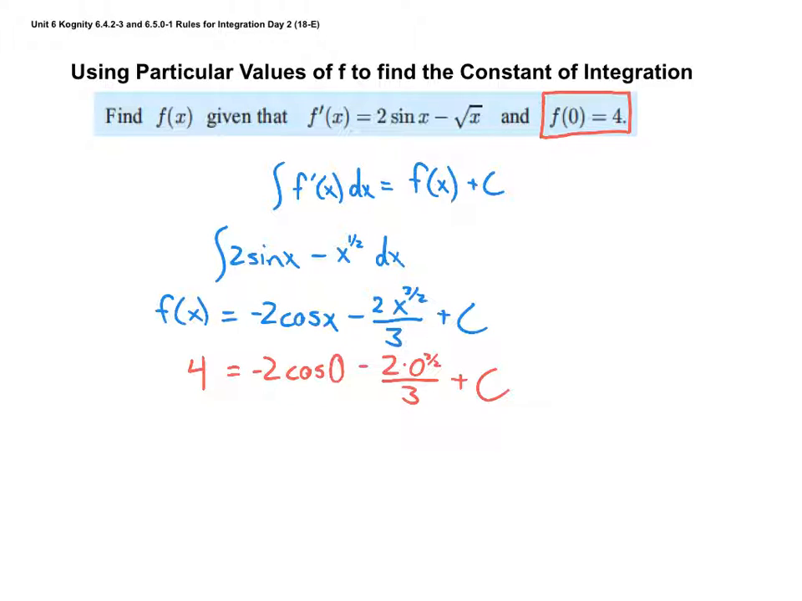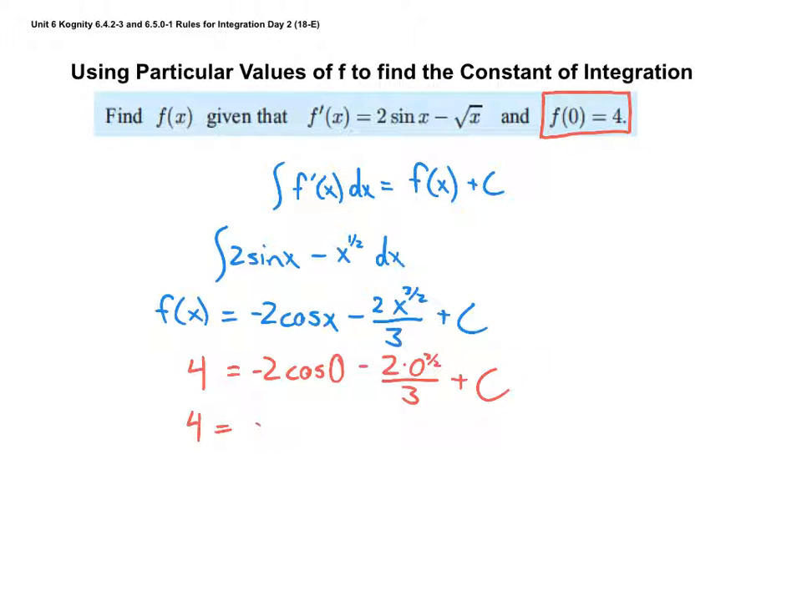Okay? Now, just a note here, unless you're specifically told that you are using degrees, like that one change in area problem we did a while back, you always assume that you're dealing with radians, okay? And in calculus in particular, we're almost always dealing with radians, okay? So, what's cosine of 0? Cosine of 0 is 1.